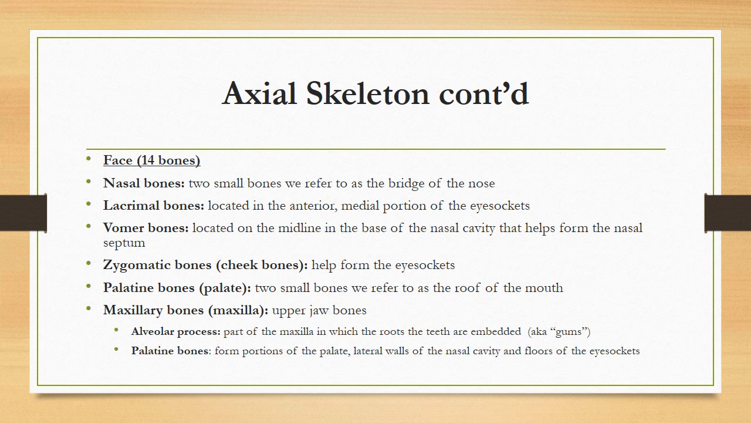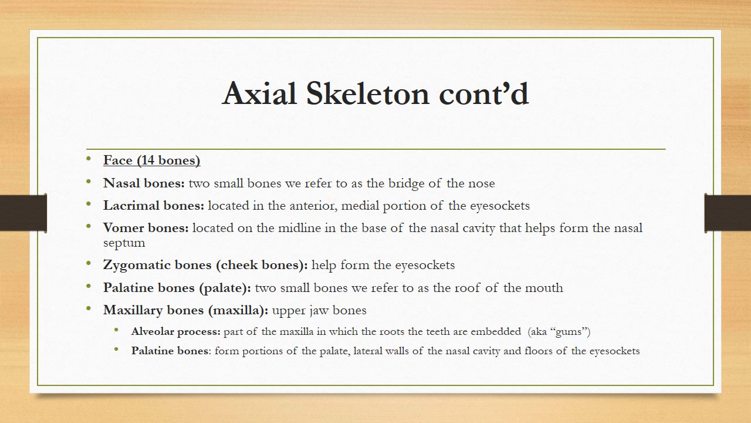Your zygomatic bones, which are your cheekbones. Your palatine bones, we refer to as your palate. So there are two small bones we refer to as the roof of the mouth. If you get your tongue and you hit the top of your mouth, that's your palatine bone. Your maxillary bones, or your maxilla, are your upper jaw bones.